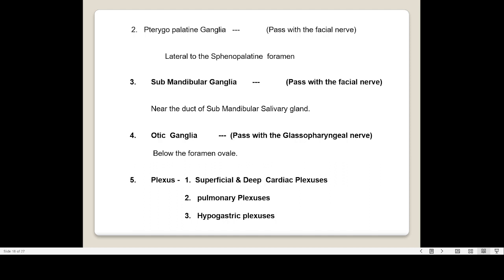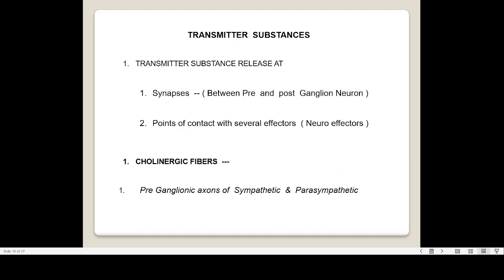Then the plexus. The plexus are in the cardiac region, the superficial and deep cardiac plexus, the pulmonary plexus, and the hypogastric plexus. These are the plexus related to this division. Now the transmitter substances: you already know that at the synapse between pre and post ganglionic neurons there are neurotransmitters. The points of contact with the several effectors are the neuroeffectors. These fibers are usually called cholinergic fibers.